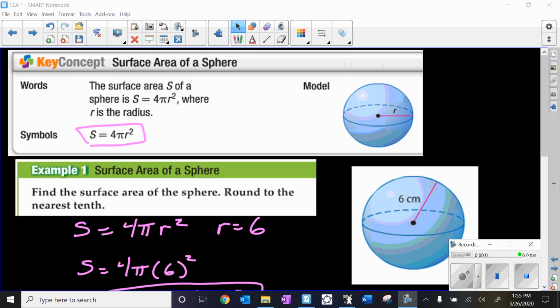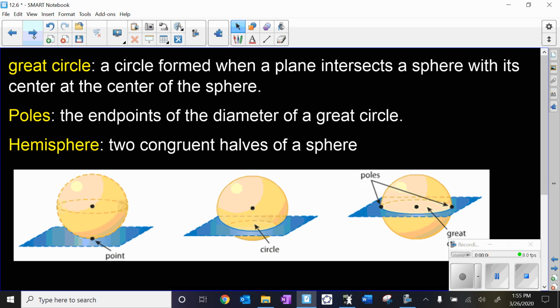Now that we know how to find the surface area of spheres, we're going to extend that idea to really look at a lot of hemispheres. Not every one of these problems will be a hemisphere that we're dealing with, but you can think of a hemisphere as half of a sphere. Okay. There's a few other words up there that you'll want to get written down.